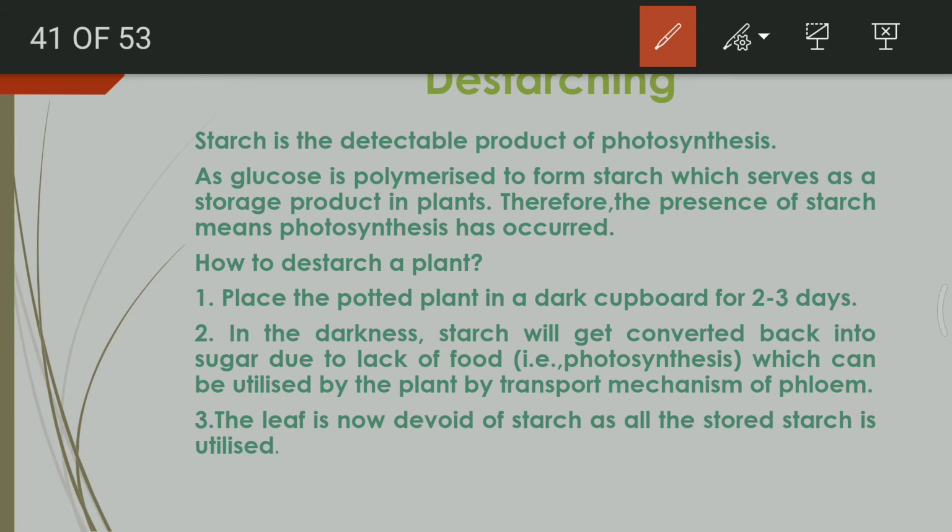Destarching is a process in which starch is removed from a plant. In order to do that, we have to keep a potted plant or any plant in a dark room, or we just need to cover it with dark cloth. In either case, the conditions should be such that no photosynthesis occurs.